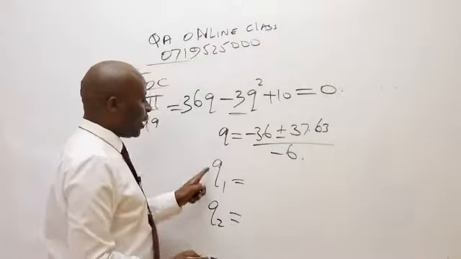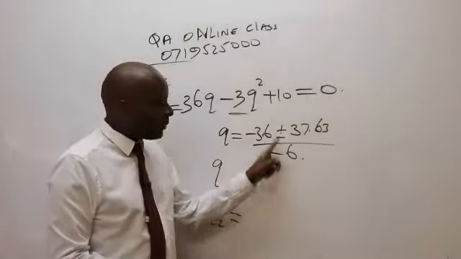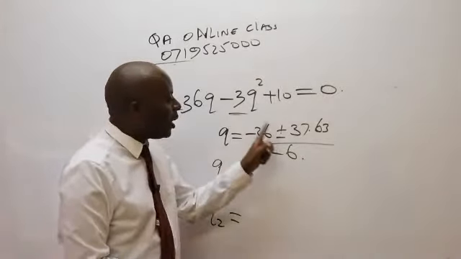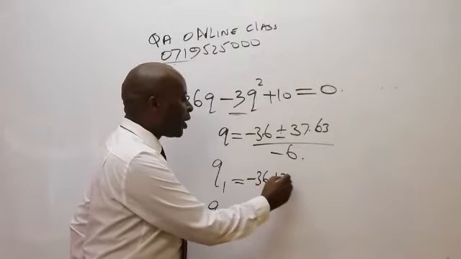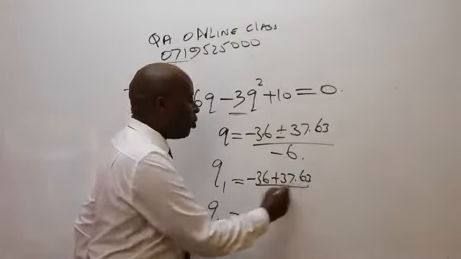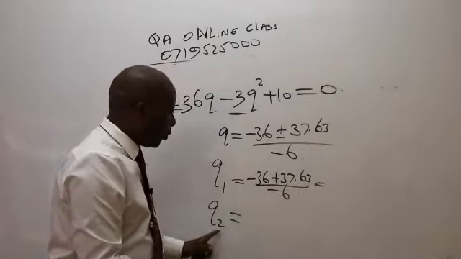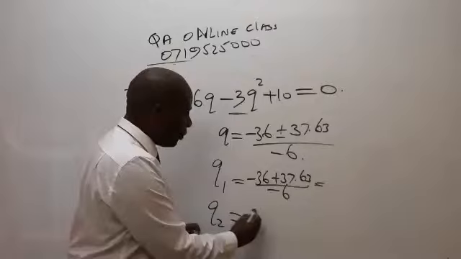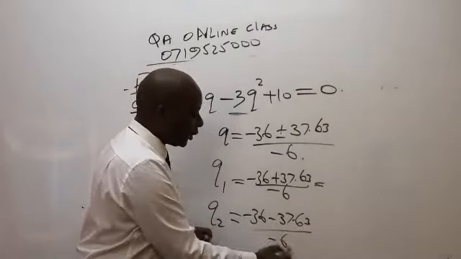Remember, why are we providing Q1 and Q2? It's because of this plus and minus at the same position. So Q1 will be when we consider the plus sign alone, which is minus 36 plus 37.63 over minus 6. And Q2 will be when we consider the negative, which is minus 36 minus 37.63, all over minus 6.